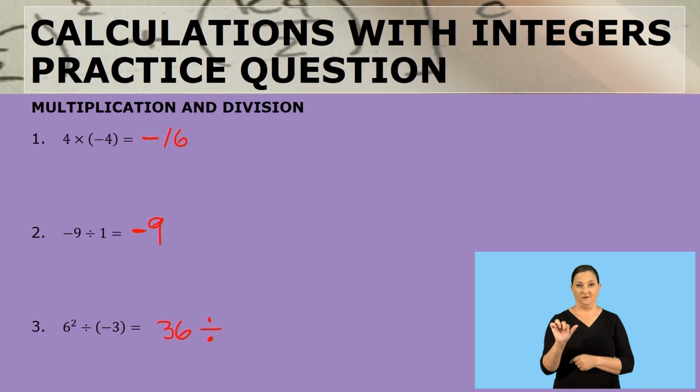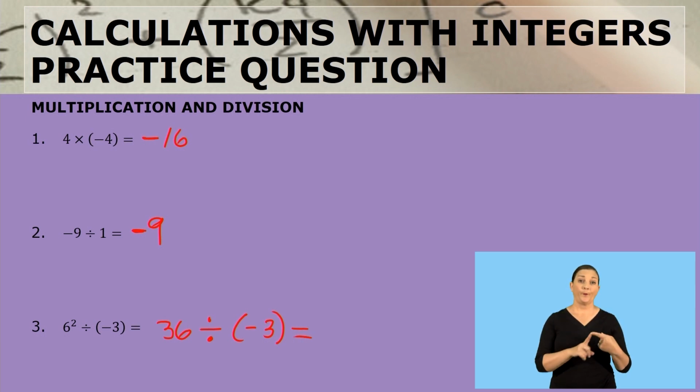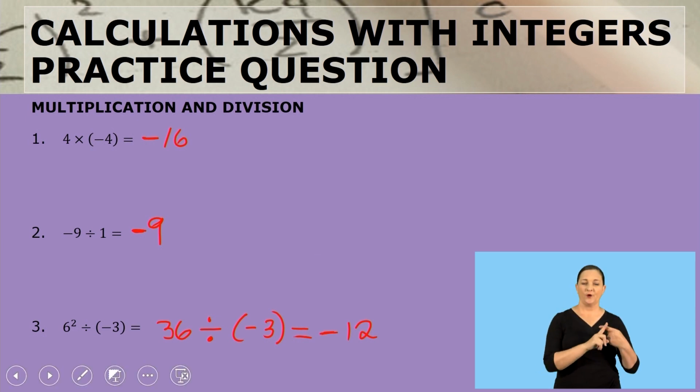And we are now going to divide that by a negative 3. And what is a positive number divided by a negative number? We know that the answer is going to be negative. And then what is 36 divided by 3? That answer is going to be a 12. That means that 6 squared divided by a negative 3, the answer is a negative 12.